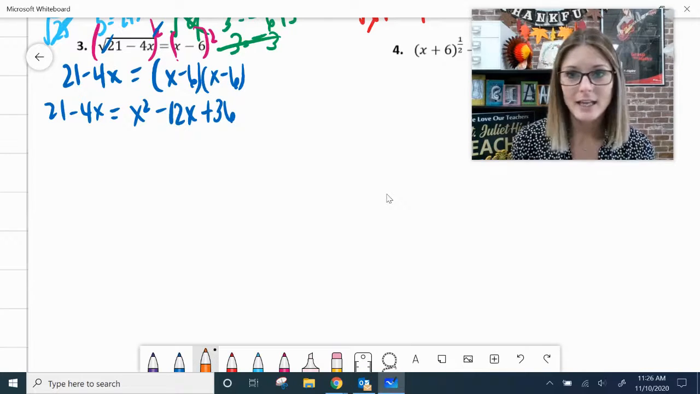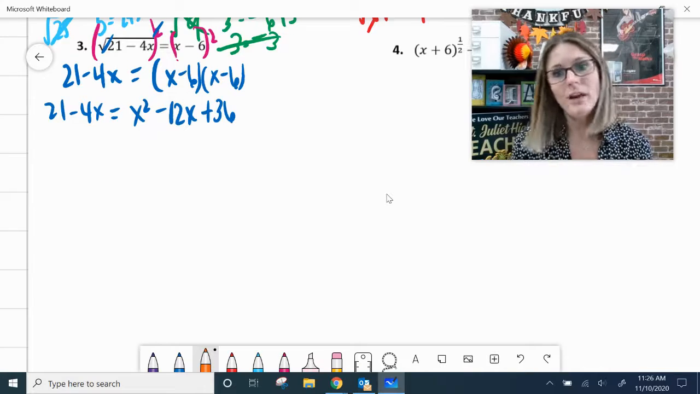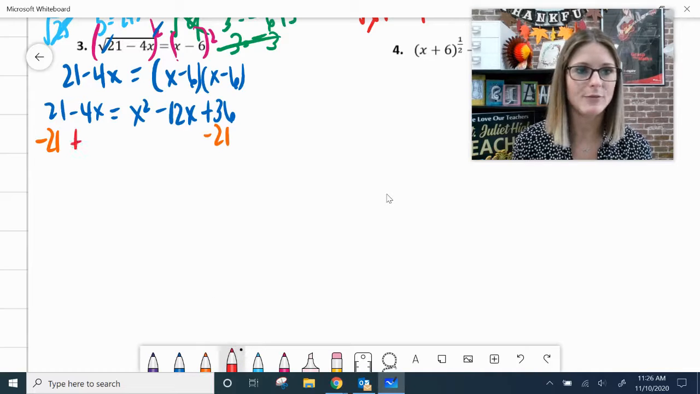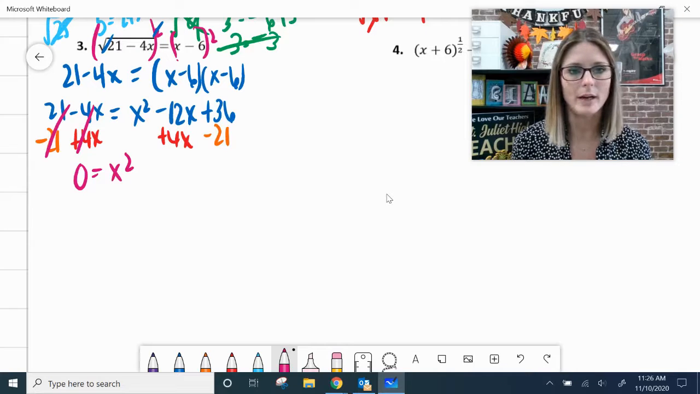I've got x squared again, positive on the right side. So let's move everybody to the right side. Subtract 21 from both sides and add 4x to both sides. Left side cancels, gives us 0 equals x squared minus 8x plus 15.